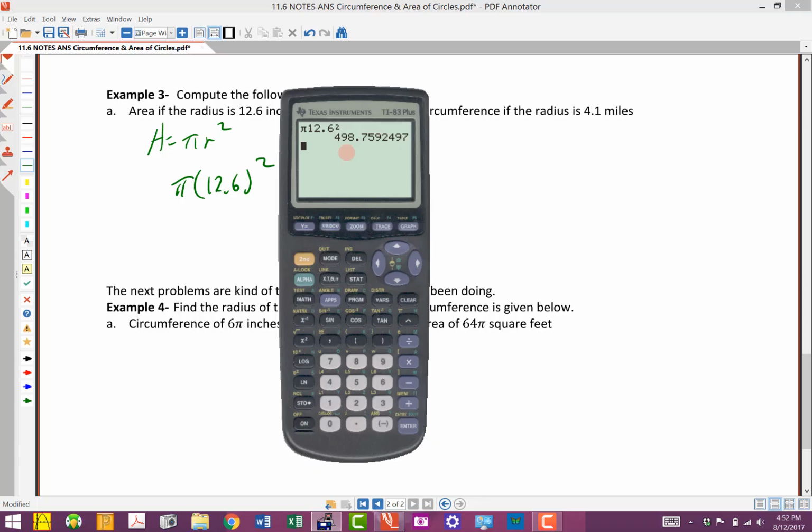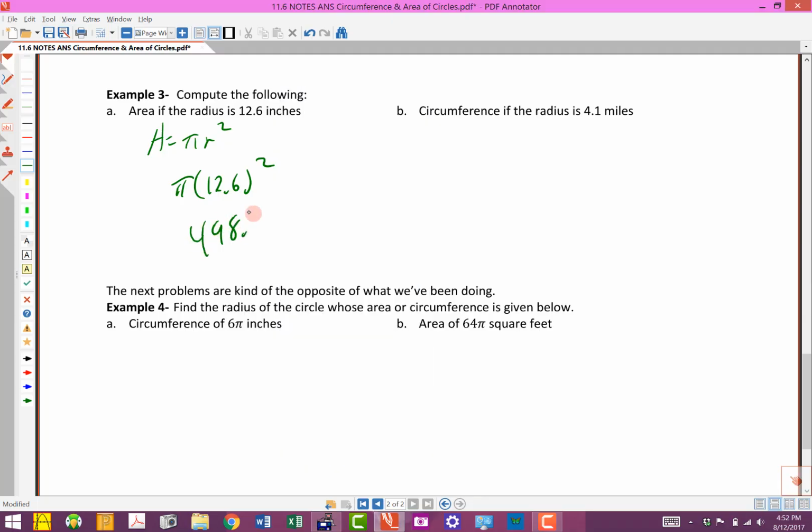498.759. So the question here is, should we round up or not? The next digit is a 9, so that's enough to bump that up to a 6. So 498.76, and since this is in inches, this is going to be inches squared. Okay? All right, let's take a look at this one right here.